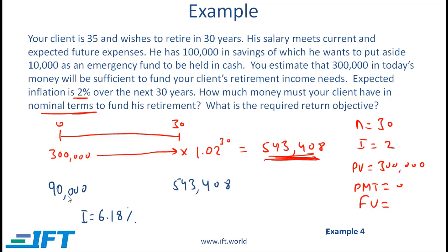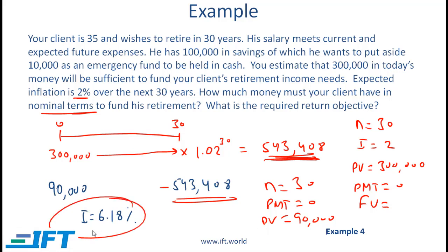The client is investing 90,000, and at the end of 30 years, he needs this much money. To compute the interest rate, what you can do is have this entered into your calculator as the future value and put in a negative number. Put in n is equal to 30. The payment is equal to 0 because we are assuming that no payments are being made, and you put in present value is equal to 90,000 and compute the interest rate.